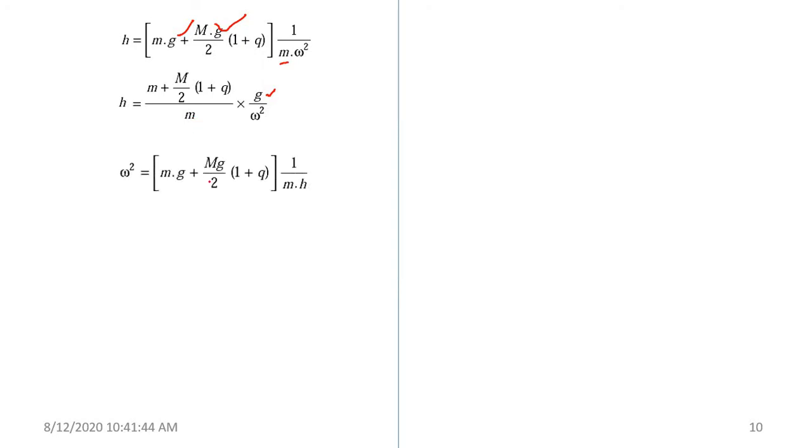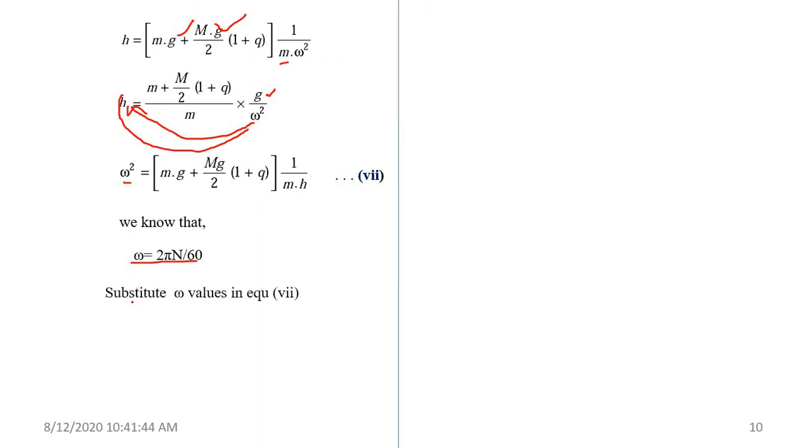Okay. So, here further the omega squared goes to the left hand side, and h goes to the right hand side. So, omega squared is equal to mg plus capital MG divided by 2 into 1 plus q into 1 by m into h. This is equation number 7. Finally, we know that omega is equal to 2 pi N divided by 60. Instead of omega, we can apply 2 pi N divided by 60, substituting in equation number 7.